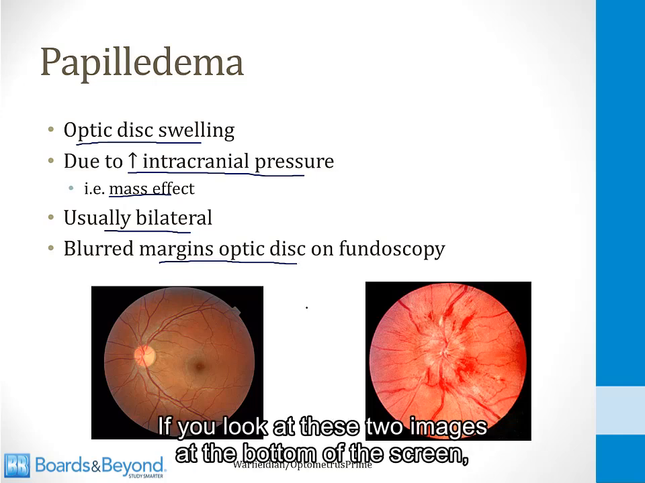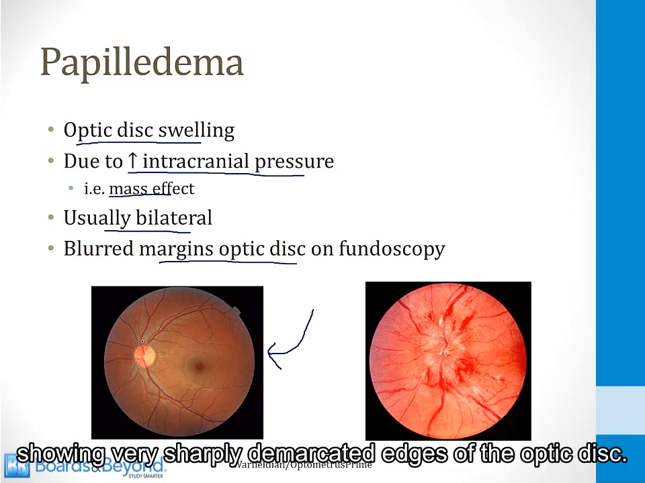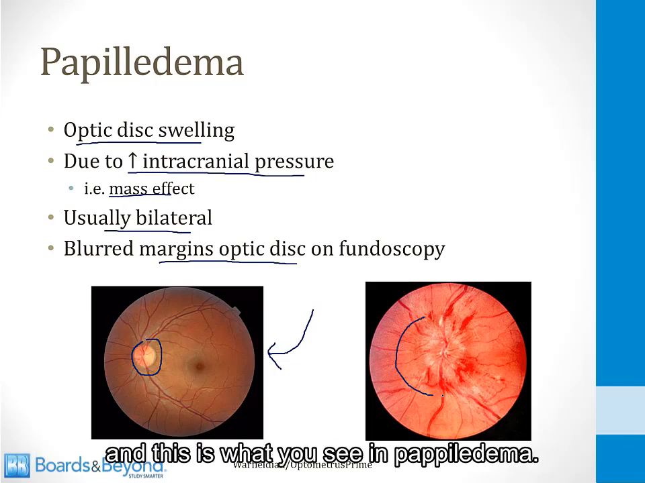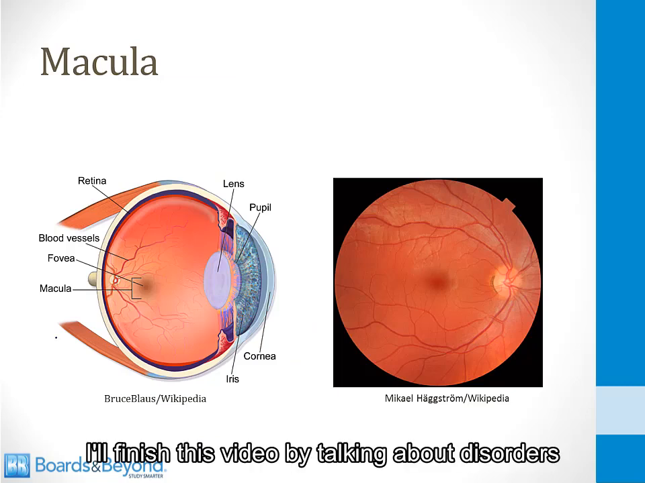If you look at these two images at the bottom of the screen, the image on the left is a normal fundoscopic image showing very sharply demarcated edges of the optic disc. If you look at the one on the right, the edges are blurred, and this is what you see in papilledema. I'll finish this video by talking about disorders of the macula.